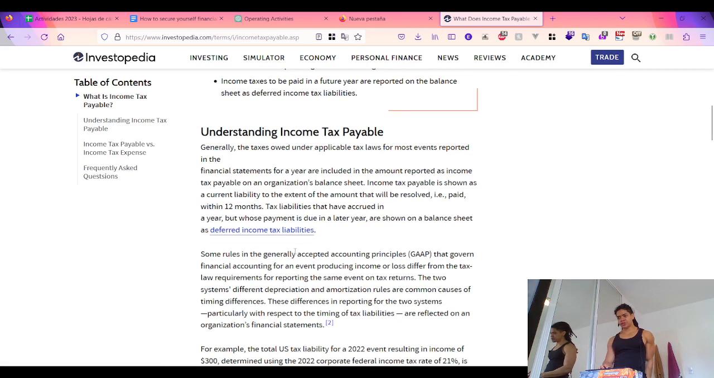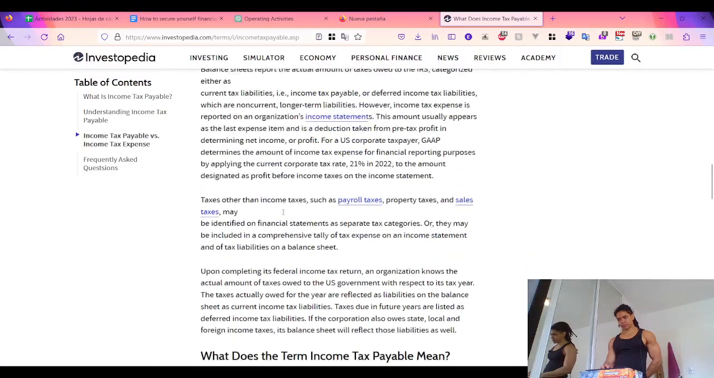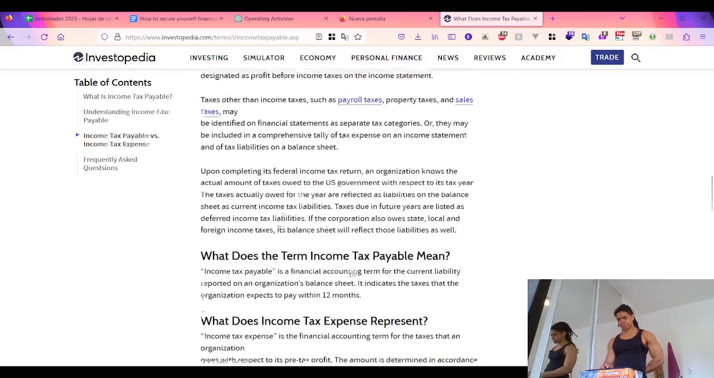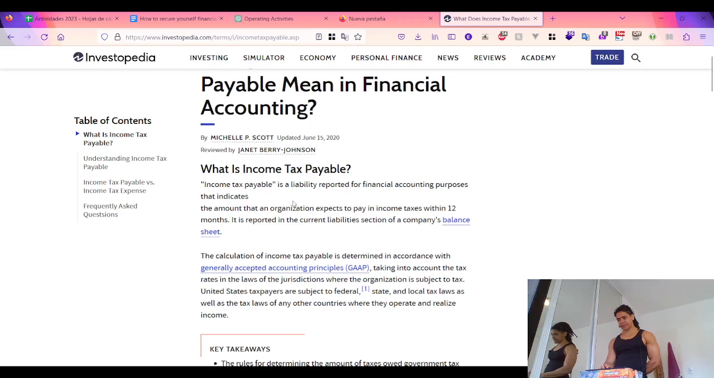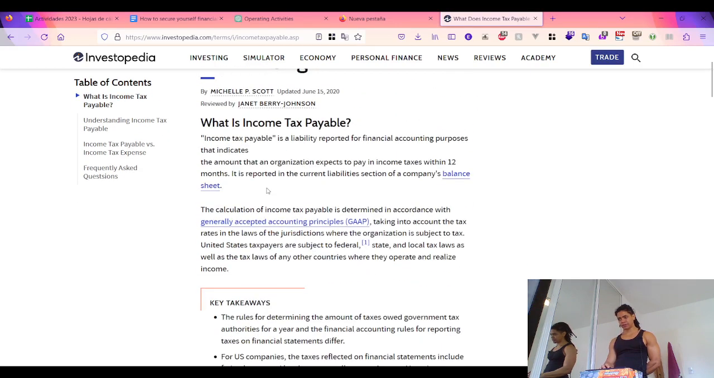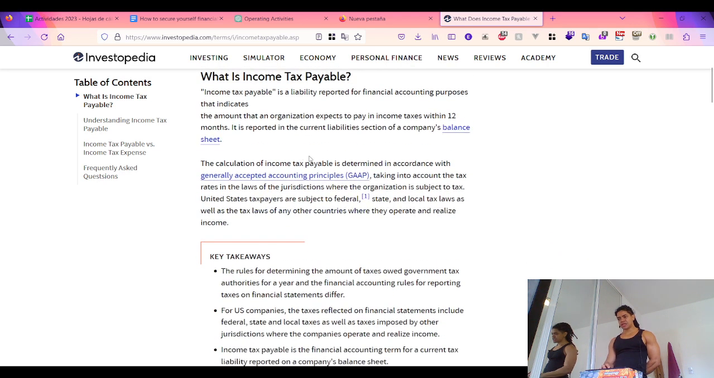But in any case, income tax payable. In Spanish, this is impuestos de ingresos por pagar. But the funny thing of this, or not that funny, is this income tax payable. The calculation of the income tax payable is determined in accordance with the generally accepted accounting principles, taking into account the tax rate in the law of the jurisdiction where the organization is subject to tax.